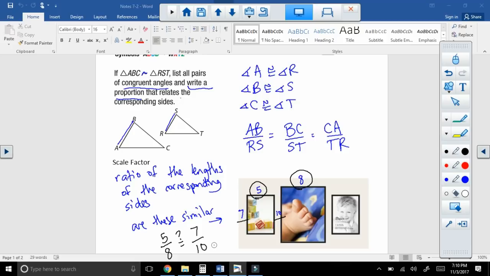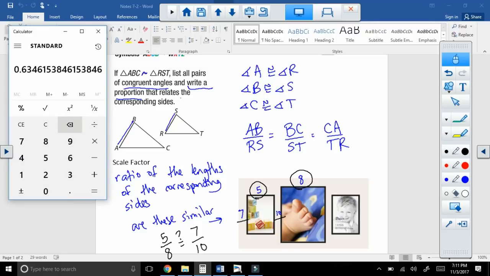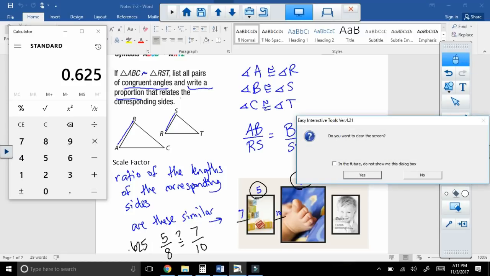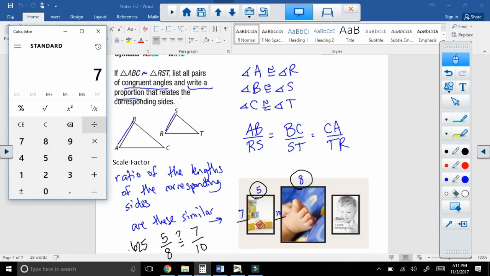And I know that it's not, but just in case you can't tell, here's a couple ways that you could figure it out. One thing that you could do is just take each of these and divide them. So if I had 5 divided by 8, that's 0.625, and if I take 7 divided by 10, that's going to be 0.7. So these are not the exact same ratio, so I would know that these are not similar rectangles.